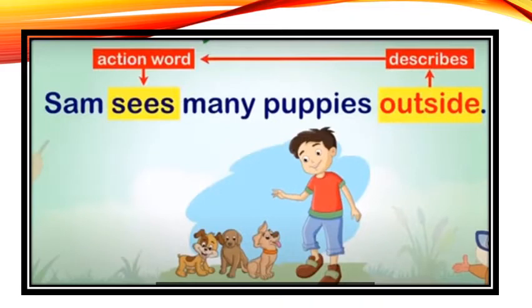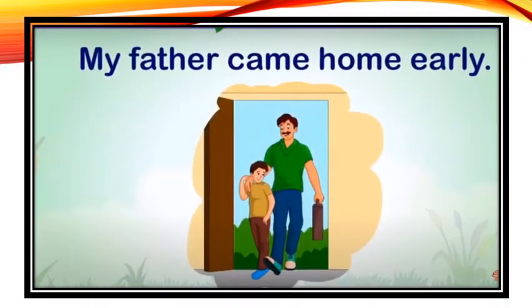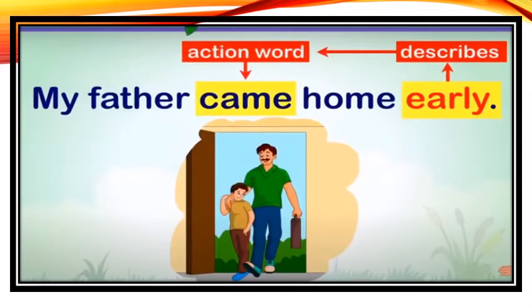Sam sees many puppies outside. In this example, outside tells us where the action happens. That is, outside describes the action word sees. Have a look at another example. My father came home early. Here, early tells us when the action happened. That is, early describes the action word came.